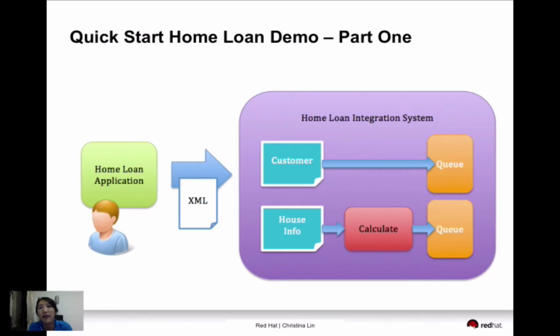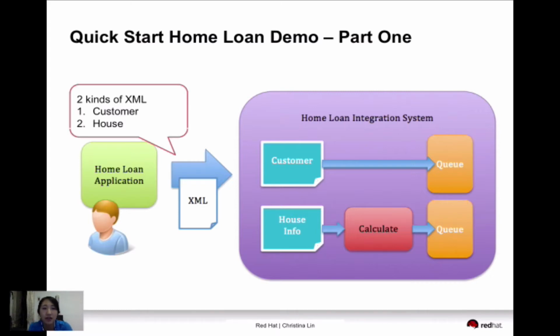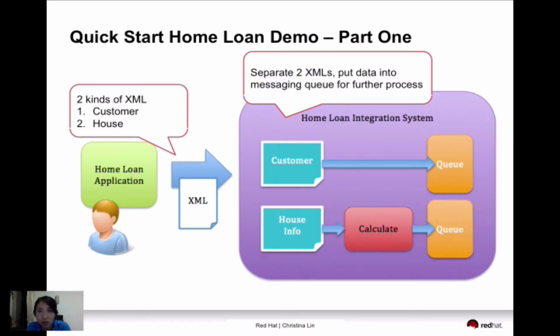We are going to have a home loan demo, which gets information from home loan applications. These are applications for users to fill out. There are two different XMLs that we're going to receive from the home loan application: one is customer, the other one is house. Since we're going to receive two different XMLs, we have to process them differently. With the customer XML, we receive it and put it in a queue for later use.